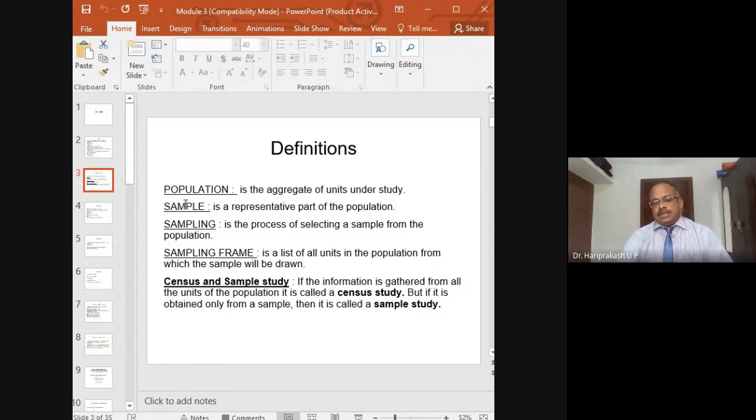Census and sample study, these are two different types of studies. Census, this word we are very much familiar with, is it not? Once in 10 years, the government conducts a census. That means it collects data from each and every household in this country. So that is called a census. So when you are doing a survey by collecting the information or data from all the elements in the population, that is called a census or census study. The opposite of census study is sample study. So you are collecting data from a small portion of the population.